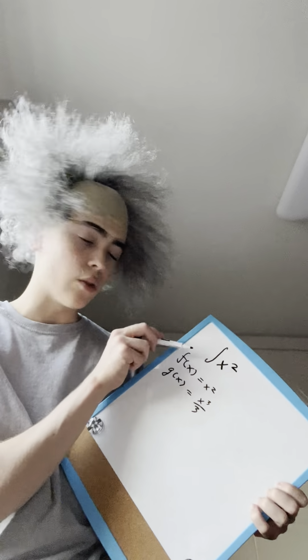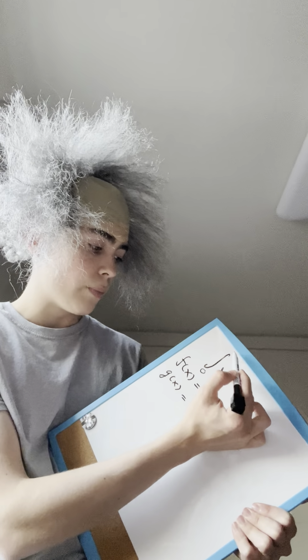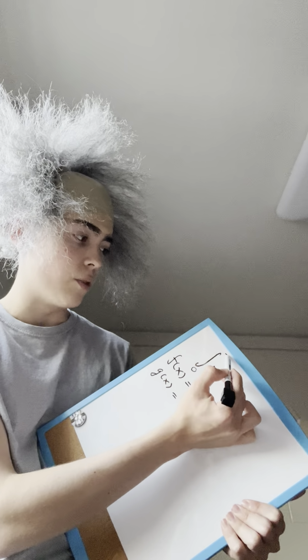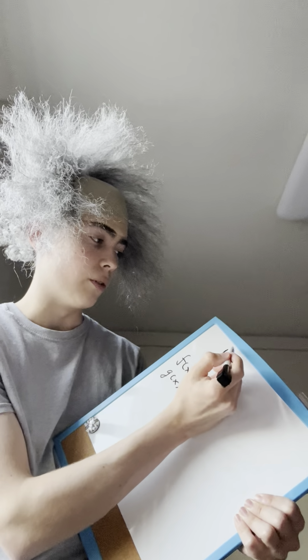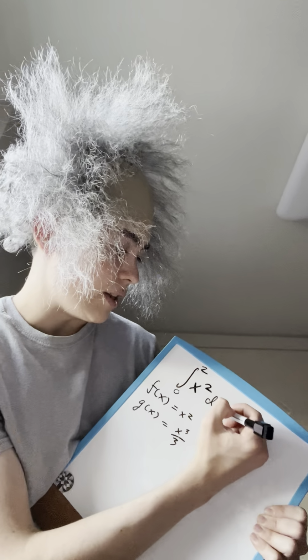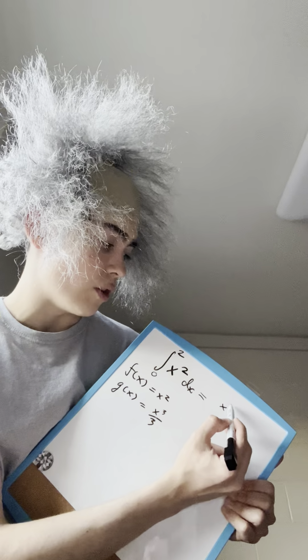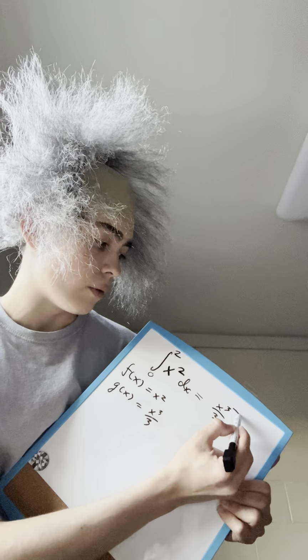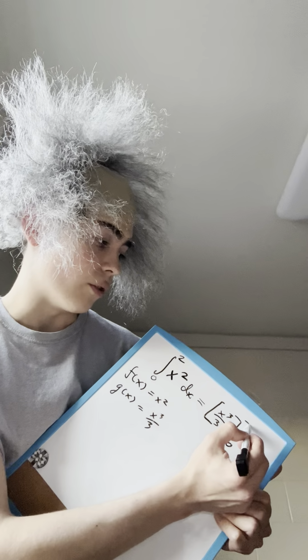Now, let's do this over the interval 0 to 3. Well, actually, let's do 0 to 2. Now, we're going to compute this integral. I forgot to write dx. This integral is going to be equal to, again, x cubed over 3, just using our power rule. And we're going to have bounds from 0 to 2.